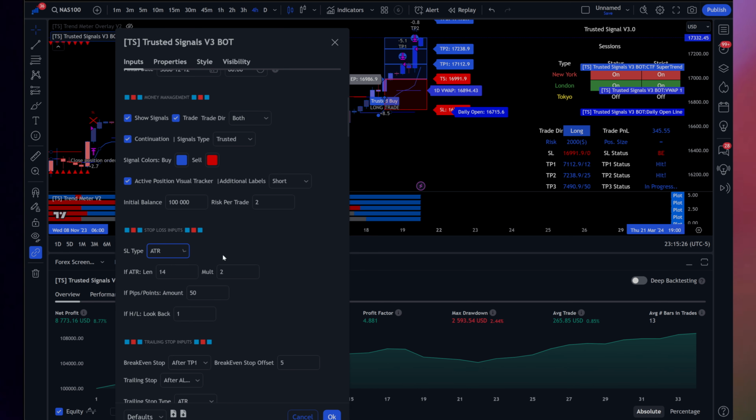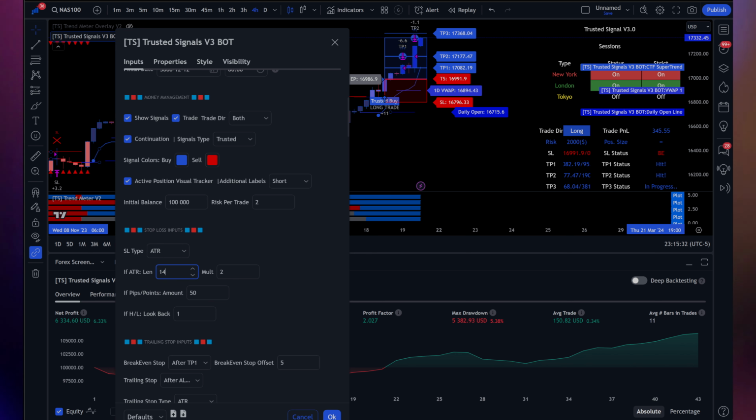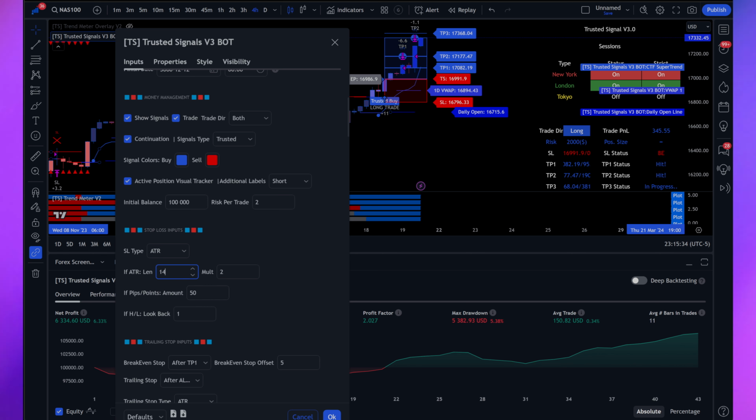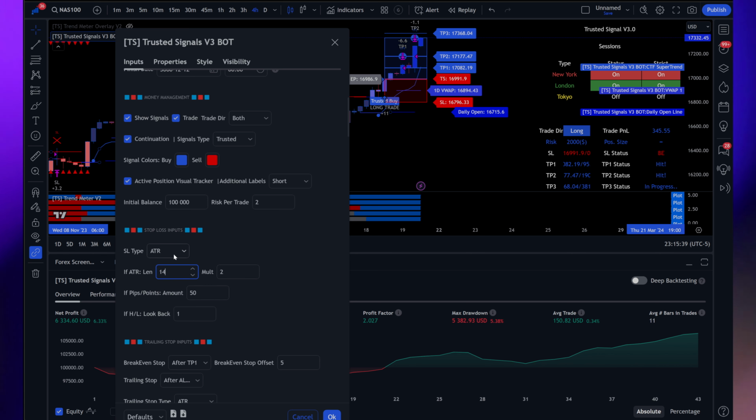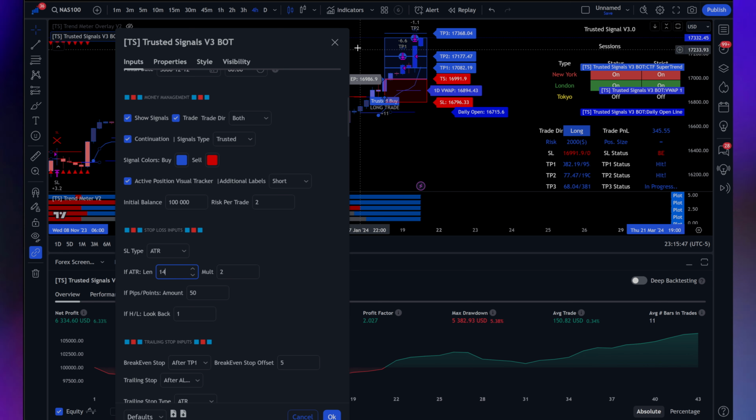Now, ATR, what is ATR? ATR is the average true range. It's going to average up the last amount of candles. In this situation right here, this is 14 candles. What we're going to do is get the average true range of the last 14 candles, and it's going to multiply it by 2. And then therefore, you're going to get your stop loss like this.